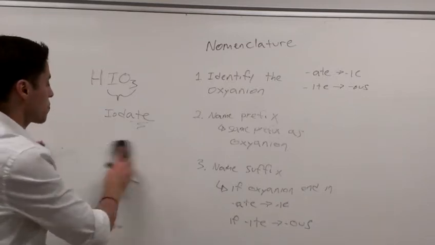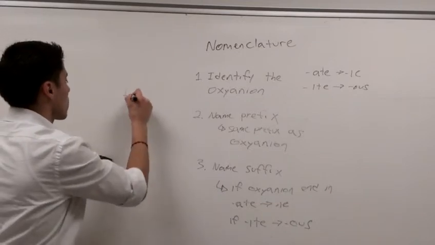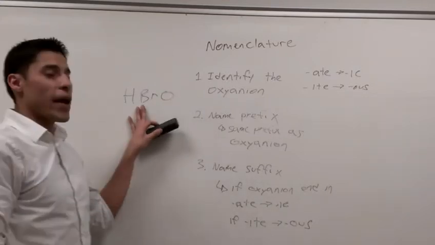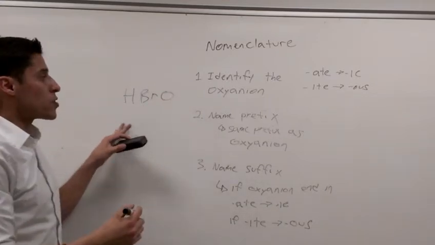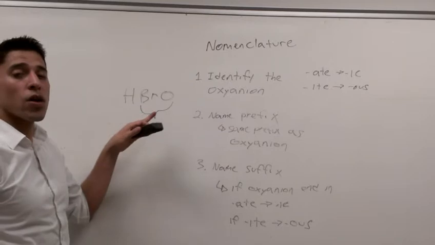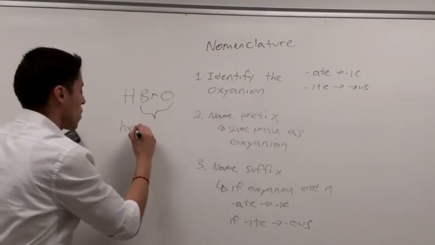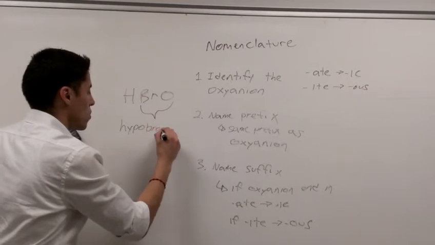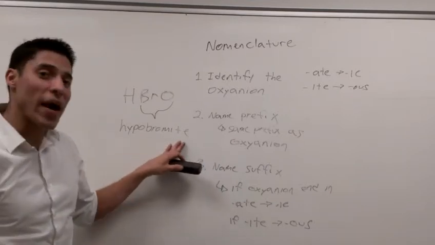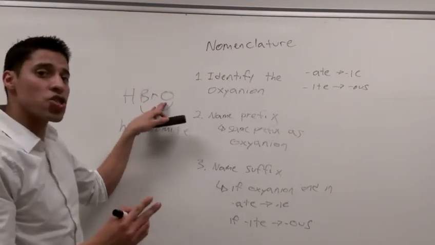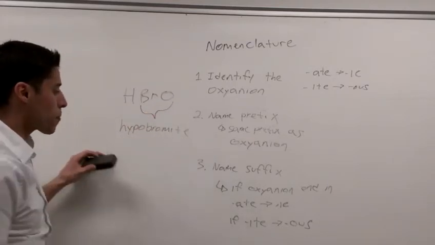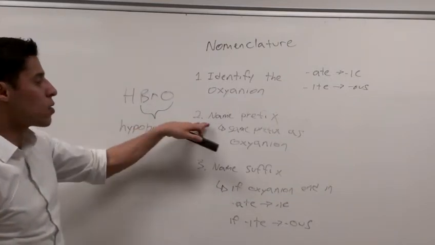Let's just do one more. HBrO. First thing we're going to do, identify the oxyanion. Here the oxyanion is hypobromite. We know this because it's two fewer oxygens than the baseline bromate. So hypobromite. Next thing, to name the acid, we're going to name the prefix.